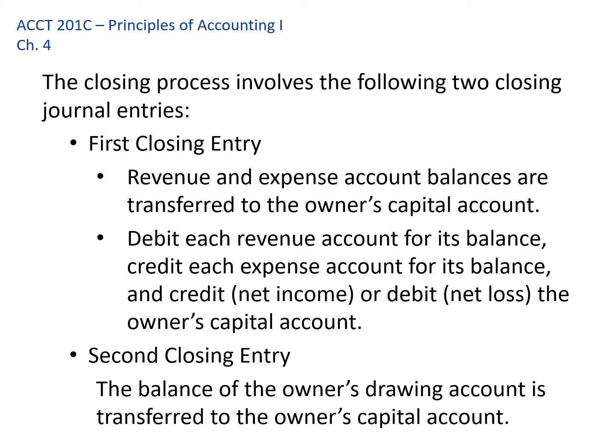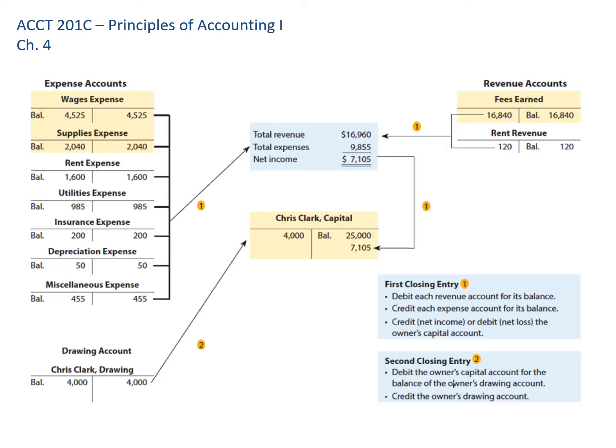The second closing entry is to close the owner's drawing account. That's the one non-income statement account that is also temporary. So we close that out to zero it out as well.